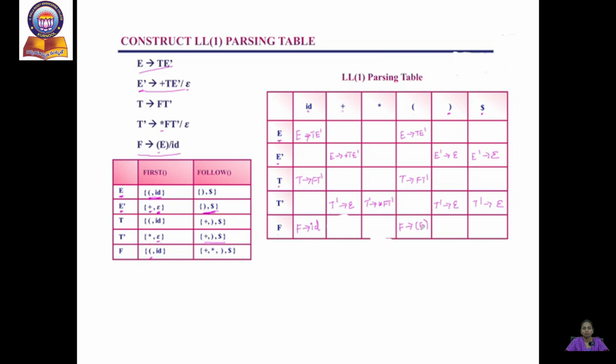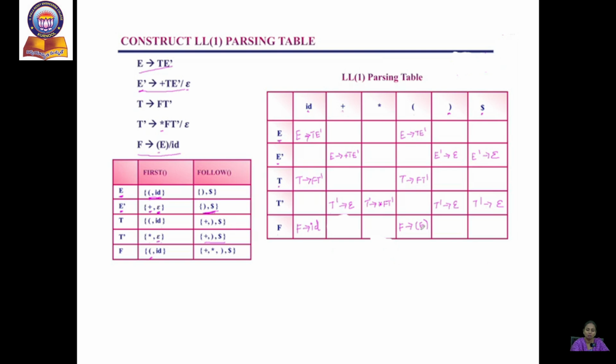Hello everyone. In this session, I'm going to explain how to construct an LL1 parsing table, or we can call it how to construct a predictive parsing table. To construct a predictive parsing table, the grammar should first be free from left recursion and left factoring. Then we need to calculate the first and follow functions of the given grammar. With the help of the first and follow functions, we can construct a parsing table.